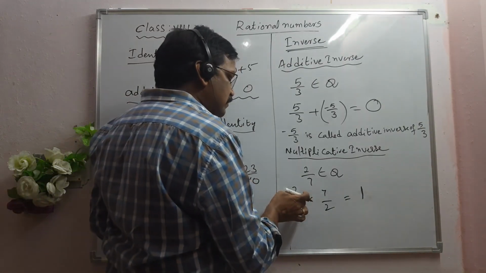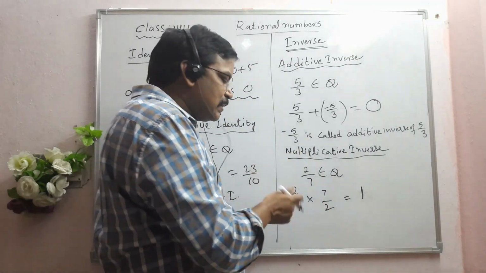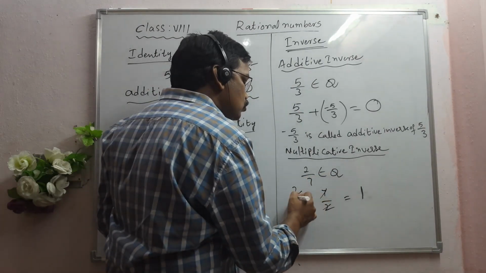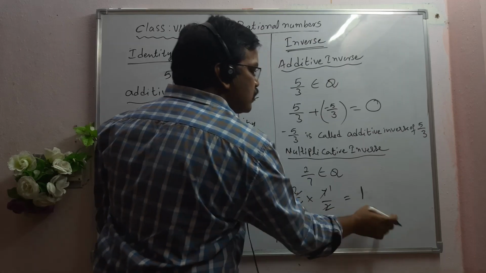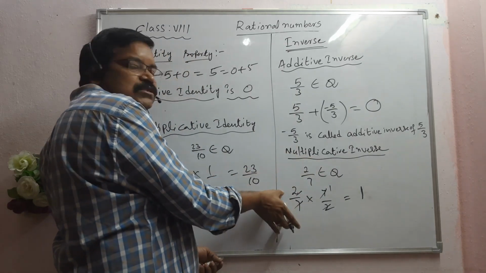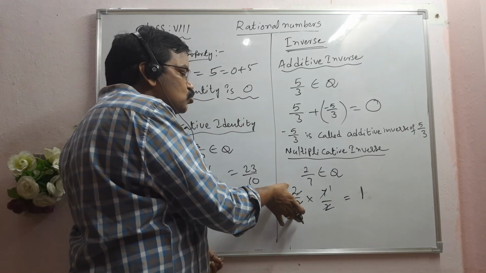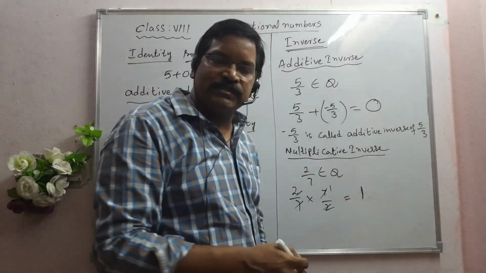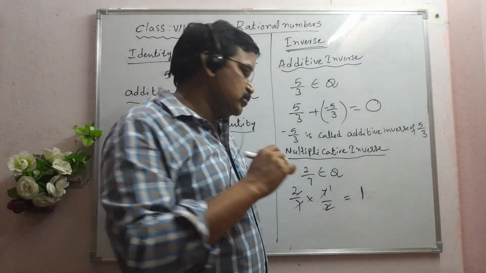So the reciprocal of 2 by 7 is 7 by 2. Understand? The 7s and the 2s get cancelled, so this product is equal to 1. That means 7 by 2 is the multiplicative inverse of 2 by 7. In other words, 2 by 7 is the multiplicative inverse of 7 by 2. Why? Because this product is equal to the multiplicative identity.